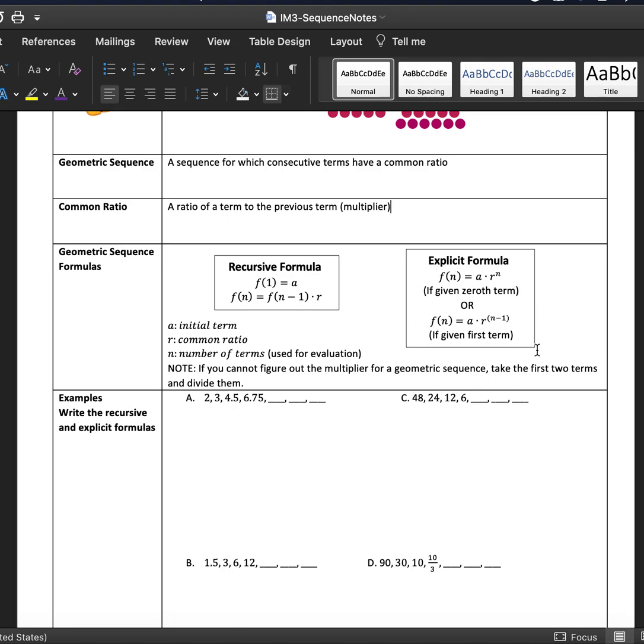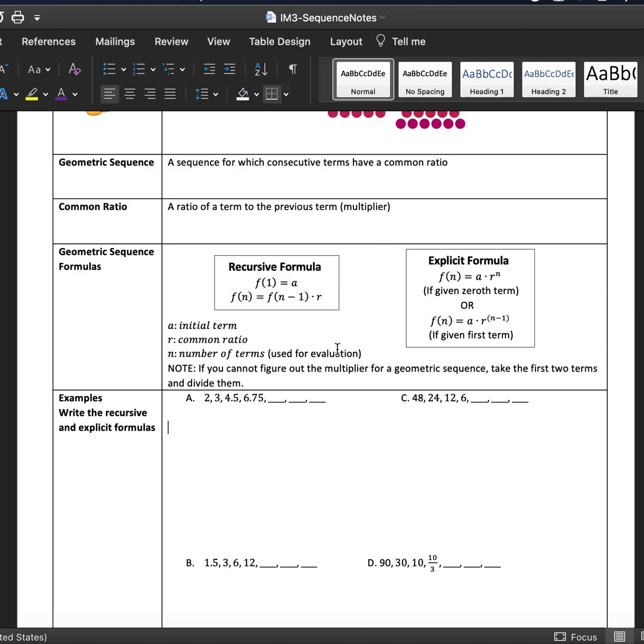The explicit formula is a little bit different than the arithmetic one. On this one, we have our first term starting, and then you multiply by the common ratio, your multiplier, raised either to the nth power if you're given the 0th term, or the n minus 1 power if you're given the first term, okay? I'm going to go through this, and again, please bear with me because it does take a while to type all of these things in.